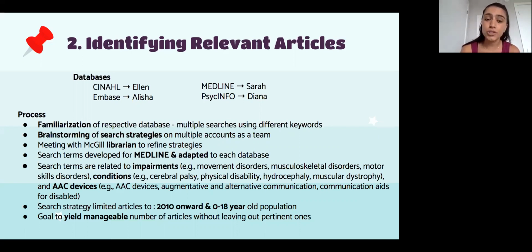So some of the search terms are related to impairments, anything with conditions, or even AAC devices. And we did choose to limit the articles to dating from 2010 onwards, and to have a population between the ages of 0 and 18 years old. So our goal here was to yield a manageable number of articles without leaving out any pertinent information.